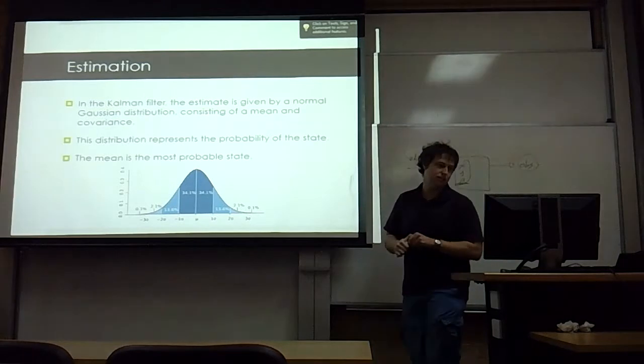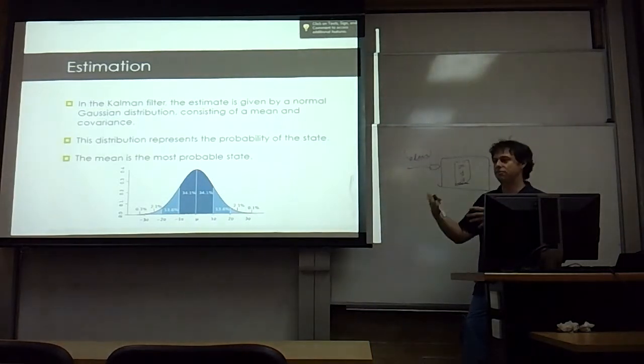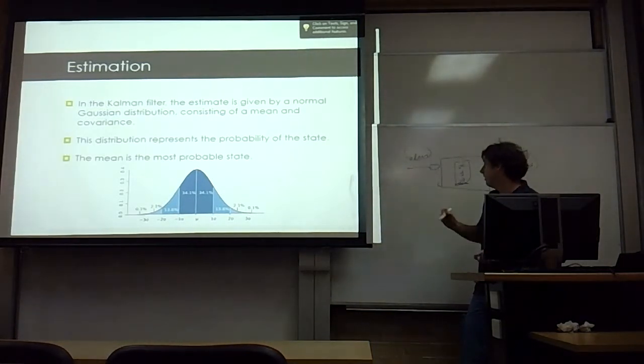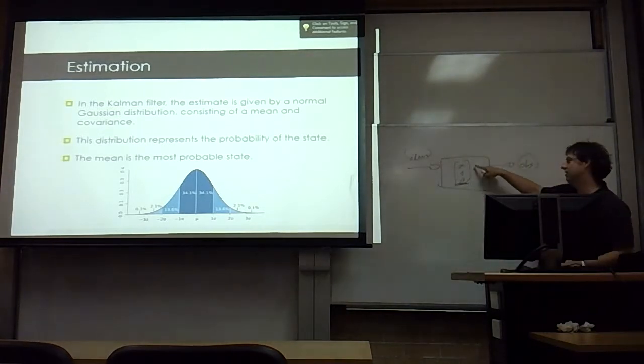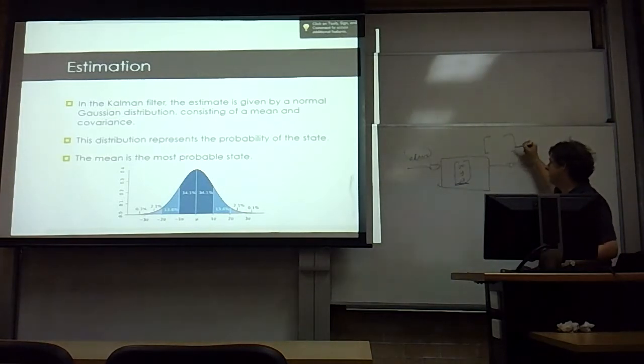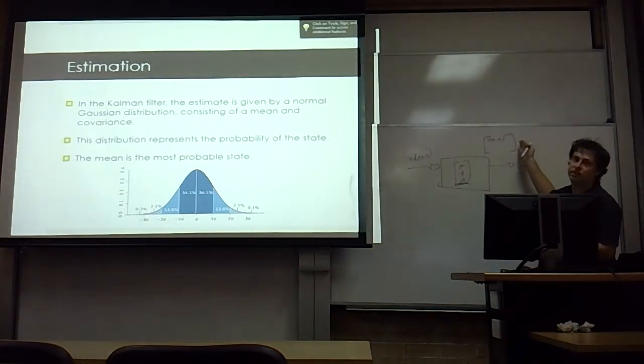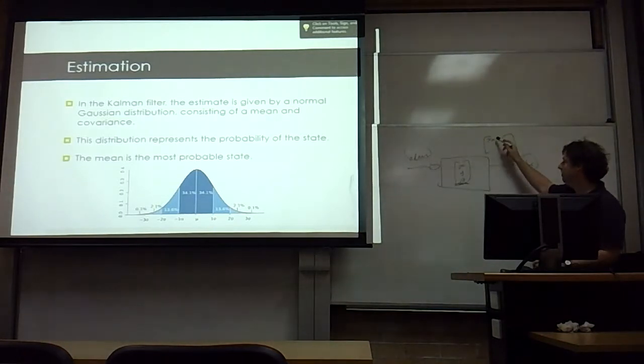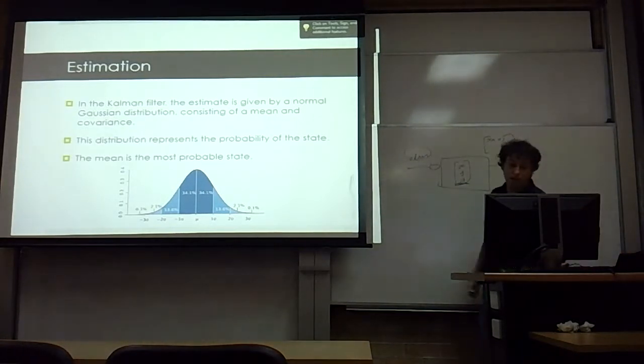And in localization, it's a multi-dimensional one. So here the mean would be x, y, theta, and the covariance is a matrix with terms like x, x. So it's like 3 by 3. It's got a term for each of the three dimensions, so it's got the three-dimensional distribution information.